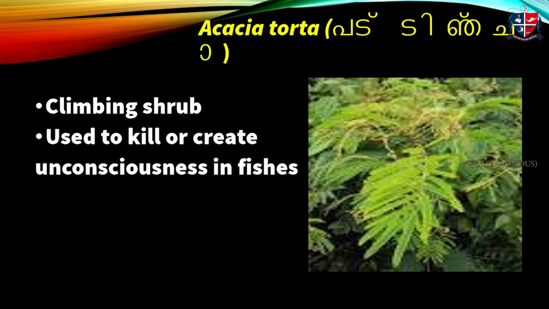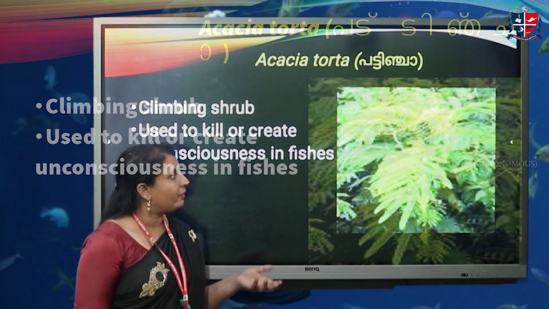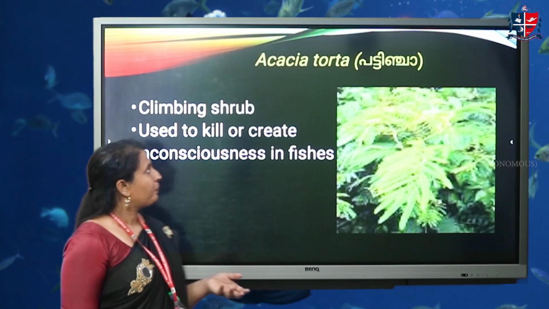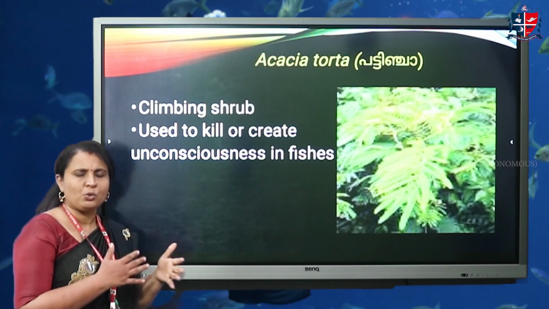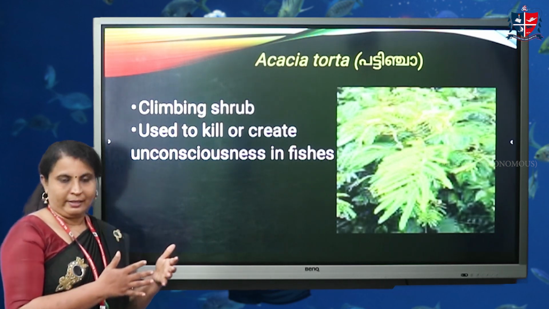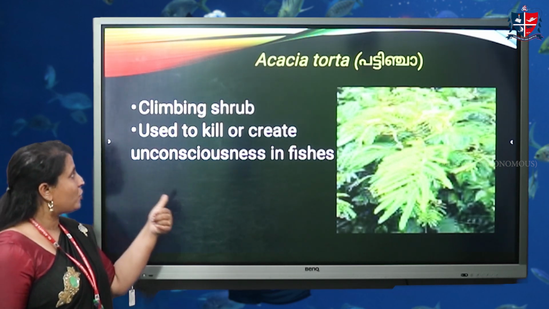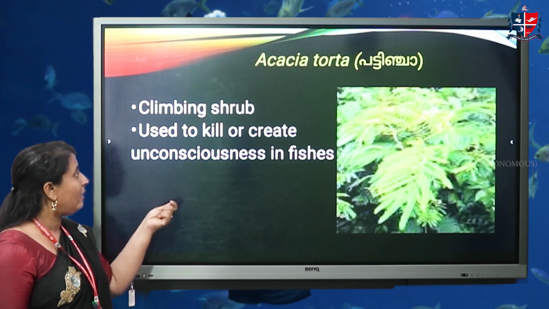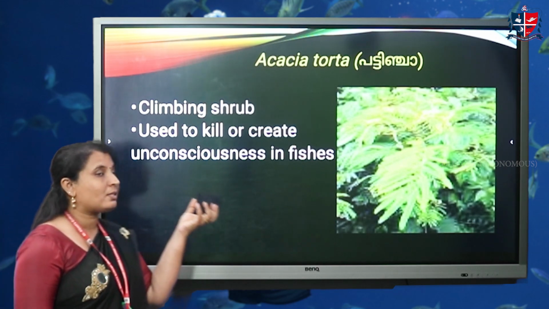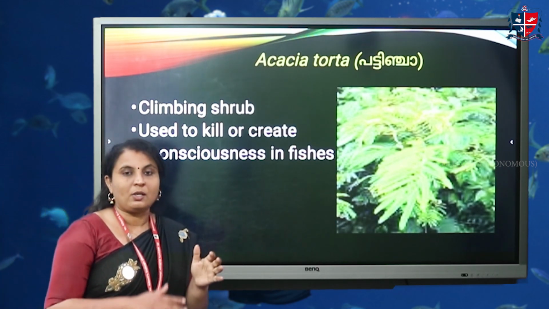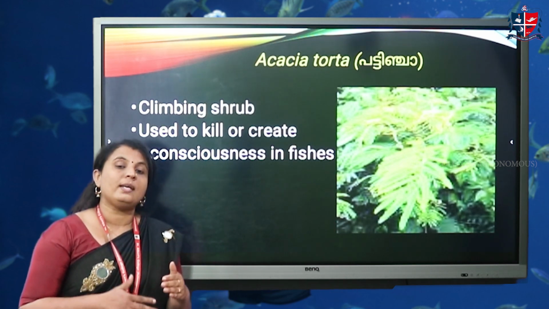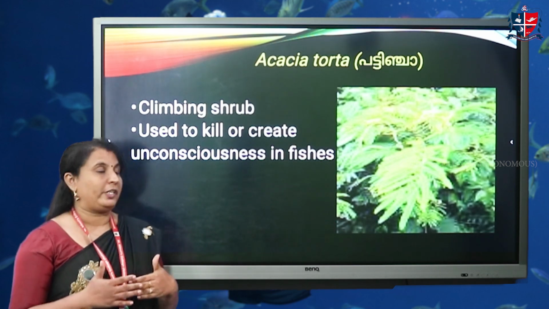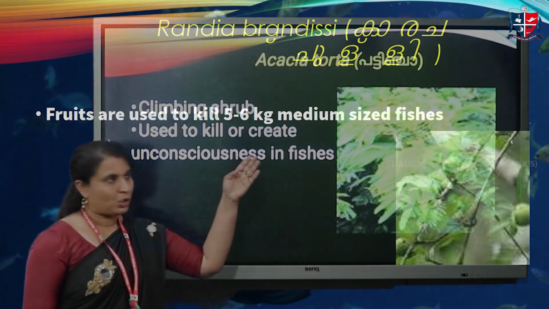The next plant that we use is Acacia tota, otherwise known as Pattinja. It is a climbing shrub, and these plants are usually seen along our localities. It is used to create unconsciousness in fishes, and it does not harm any other organisms in the aquatic system. So that is Acacia tota.